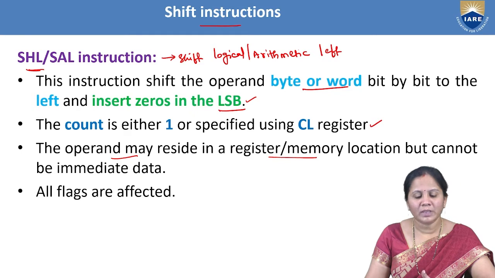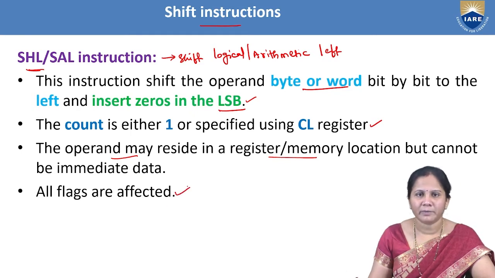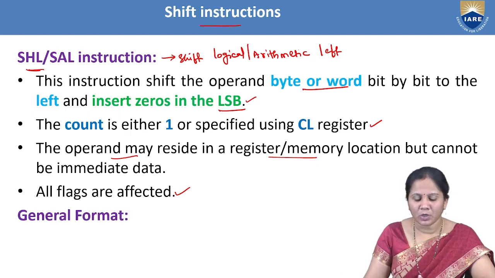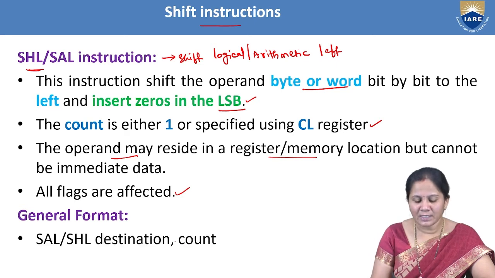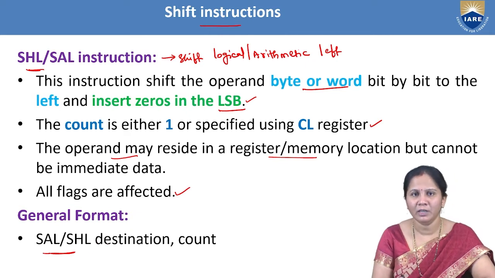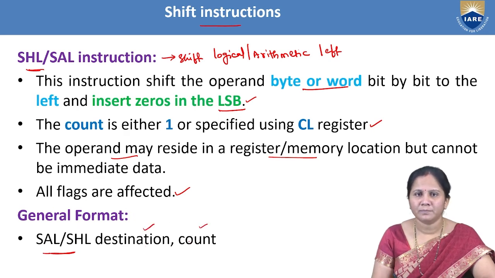When this instruction is executed, all the flags will be affected; the condition of all the flags will be changed. Coming to the general format of this instruction, it is SAL or SHL. Any one instruction you may use. Both the instructions perform the same function: the vacant bit will be filled with 0. In this general format you can see destination and count.